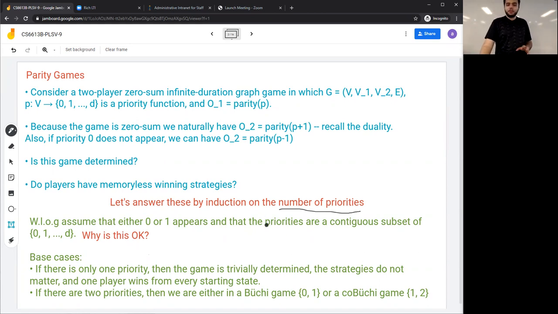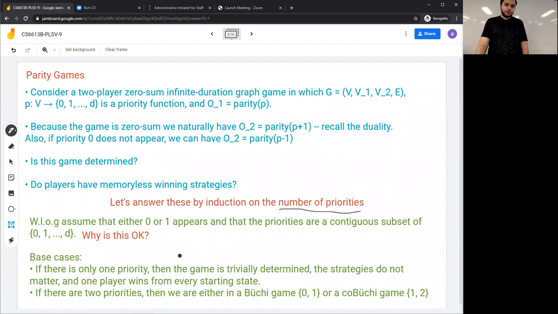Okay, and so I'm doing induction on the number of priorities. This is not exactly d. What I mean by the number of priorities is the number of priorities that we actually have in the game. We might, for example, have a case where this function does not map anything to zero. In that case, I will have one fewer priority. So I'm doing induction on the number of priorities that actually appear in the game.